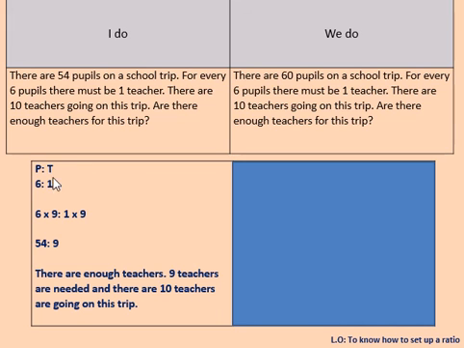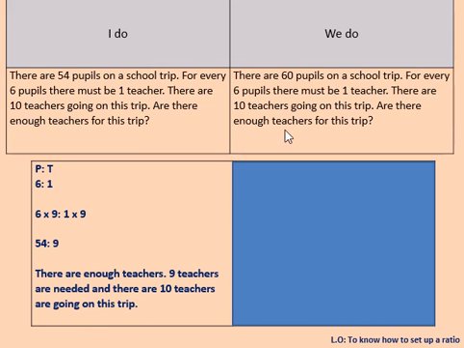So it's got to be in the ratio 6 to 1, okay? So we can use this to work out the minimum number of teachers we need. We know there's 54 pupils. So how do we get from 6 to 54? Well, we have to times it by 9. So for 54 pupils, there needs to be 1 times 9 teachers, 9 teachers. We know there's 10 teachers going, so yes, there are enough teachers. 9 teachers are needed, that's what the ratio shows us, and there are 10 teachers going, so it's absolutely fine.